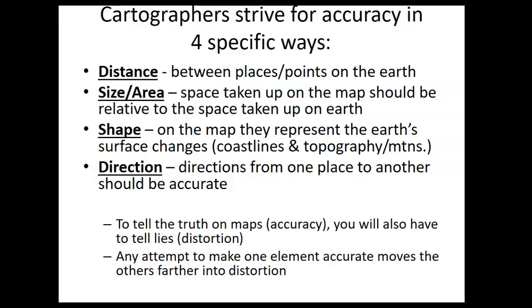So in your notes, you would type out that distance is how far it is between 2 points on the Earth. Size and area is the space that it takes up on the Earth. Shape is the actual blobby shape of the country and its coastlines and its topography. And then direction is just which direction is north or south, how it's laid out on the Earth.